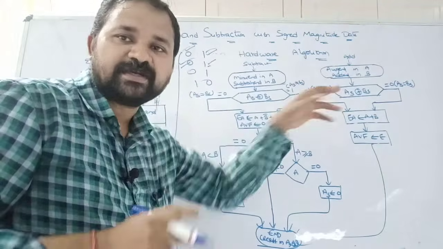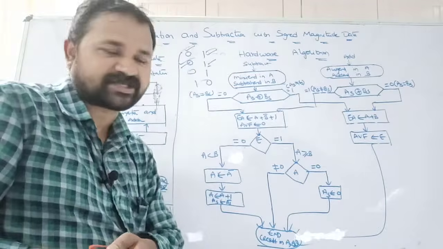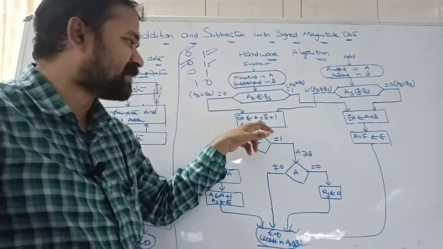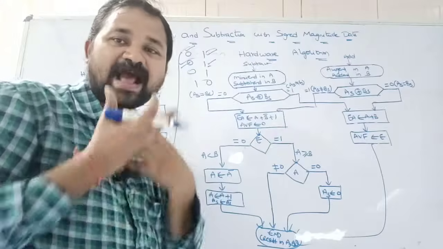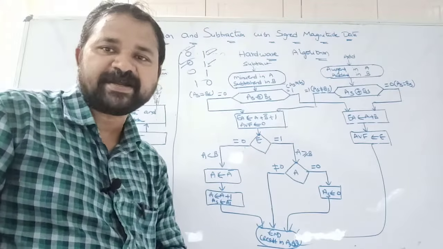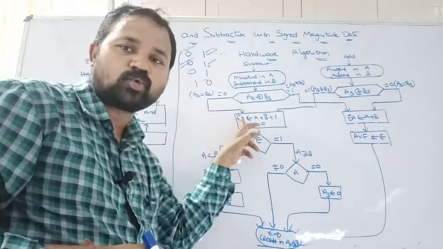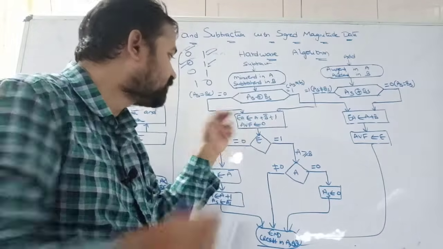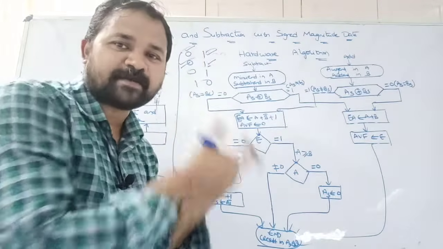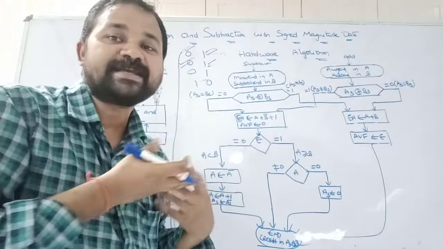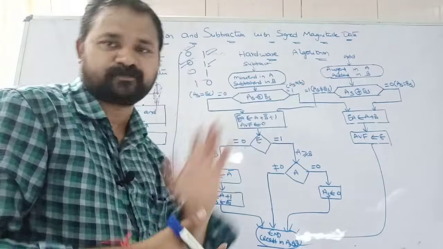Then what we have to do? If the signs are different, then we have to subtract those two numbers. So here we are performing subtraction operation using A plus B bar plus 1. So we have to add the 2's complement of the second register to the first register, and the result is transferred to EA, where E stands for output carry. After performing subtraction operation, we should not get any overflow. So that's why the value of AVF is cleared to 0.